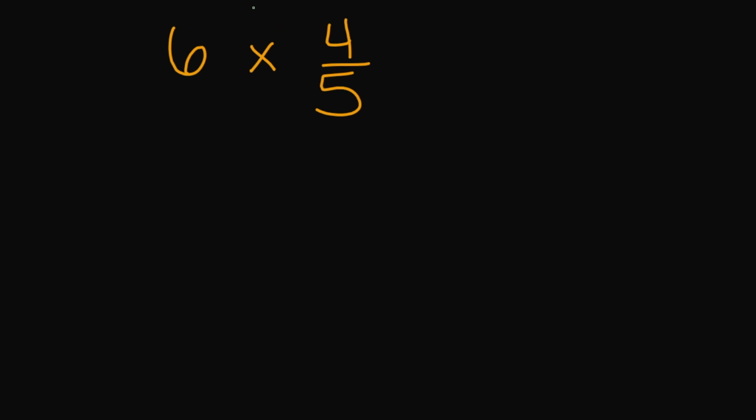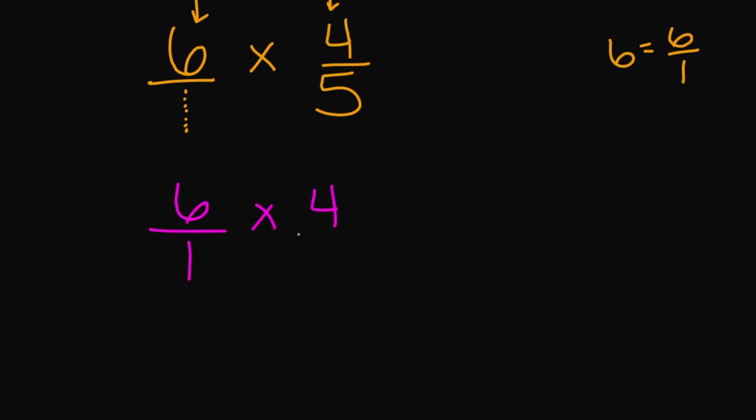All right, so let's try this example here. We have a whole number and a proper fraction. So first thing we're going to do, we're going to turn this whole number into a fraction. If I have 6, I need to turn it into a fraction. This is going to be 6 over 1. Because remember, you have your imaginary 1 right here under the 6. We have 6 over 1 times 4 over 5.